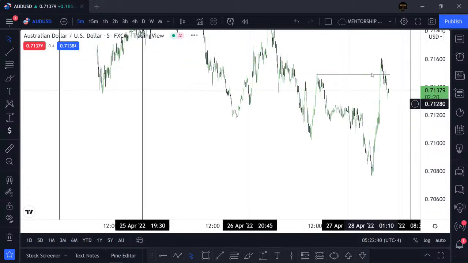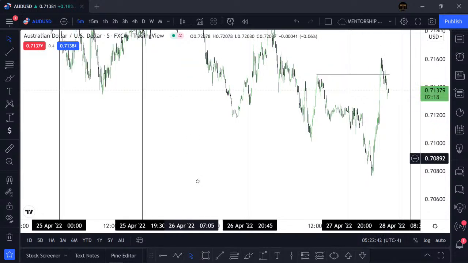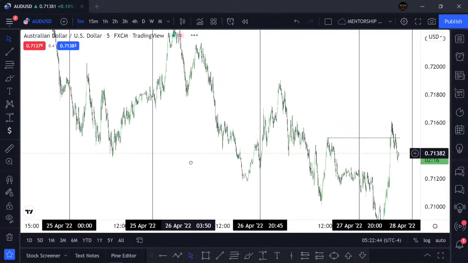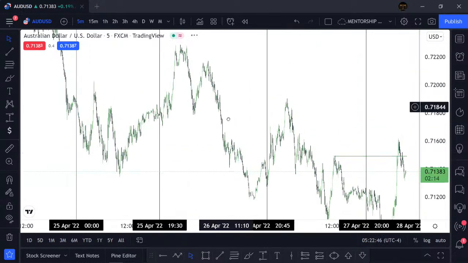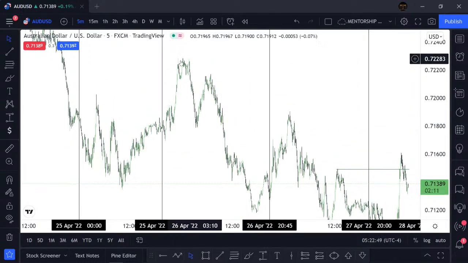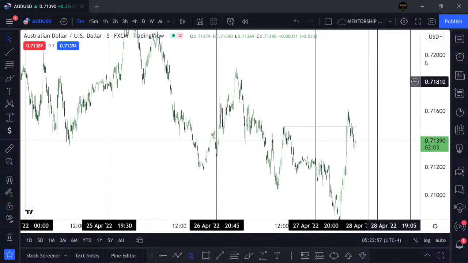Now, why would I trade this? It is because on a Tuesday, we made a weekly high here. The weekly high here on Tuesday, retracement, Wednesday, Thursday, the weekly low.